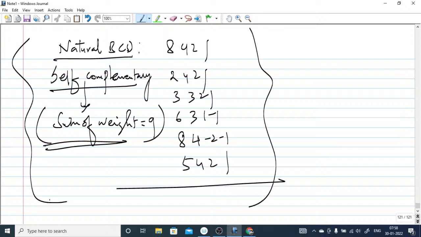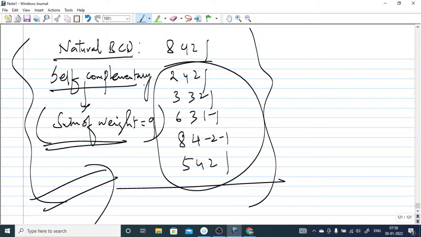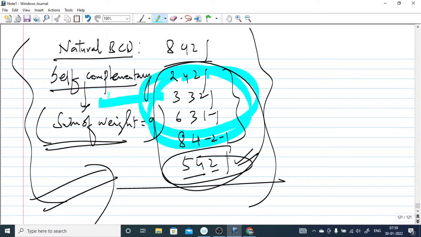They are the weighted codes. If you add the weights, the sum should be 9. So this will not be self-complementary, because 5 plus 4 is 9, it is exceeding 9. But these will be the self-complementary codes. Let me highlight here: this will be self-complementary, but this and this will not be self-complementary.